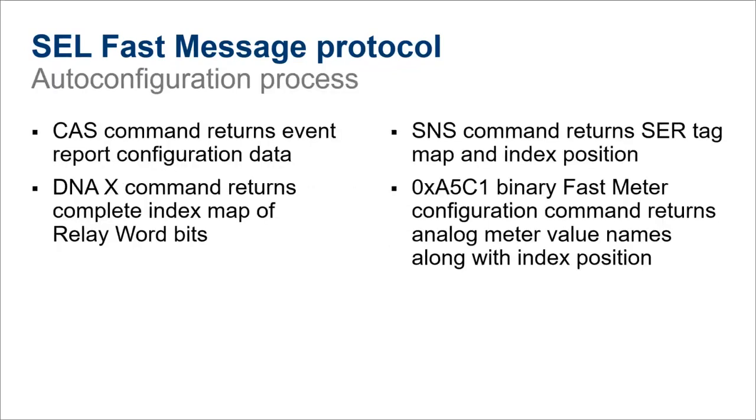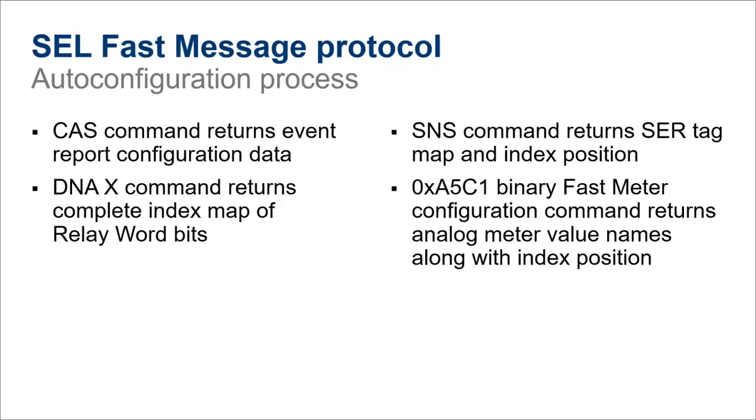Fast message protocol depends on an auto configuration process to make sure that all data is in the right place every time a client device connects to a server device. The CAS command will give you the configuration data for your event reports. DNAX will give you an index map of the relay word bits. SNS command will give you your SER tag map and index position, pretty much telling the controller where it can get timestamps and the SER information.